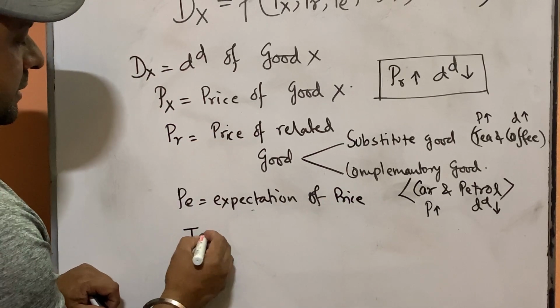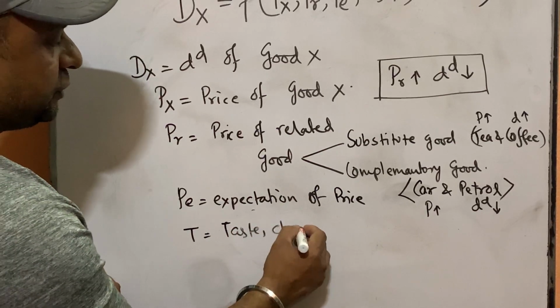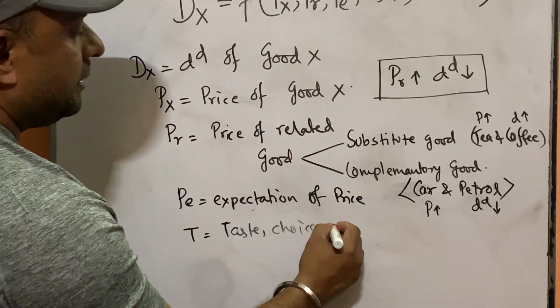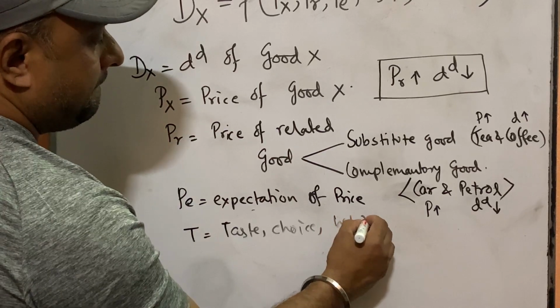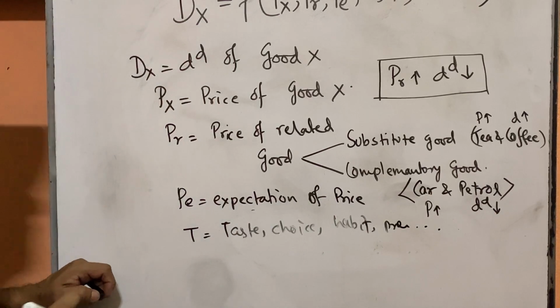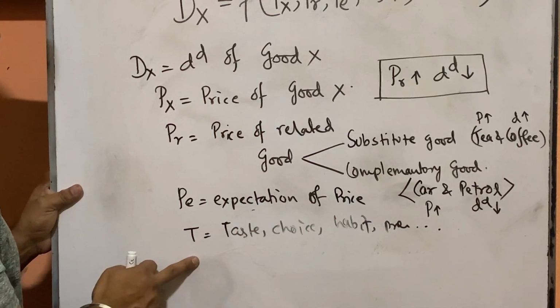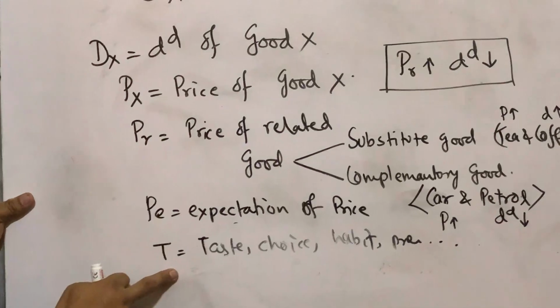Fourth point is consumer's taste, choice, habit, preference. There are a lot of things which together are indicated by T. Taste, choice, preference, these are all the T. This also affects the demand of a good.